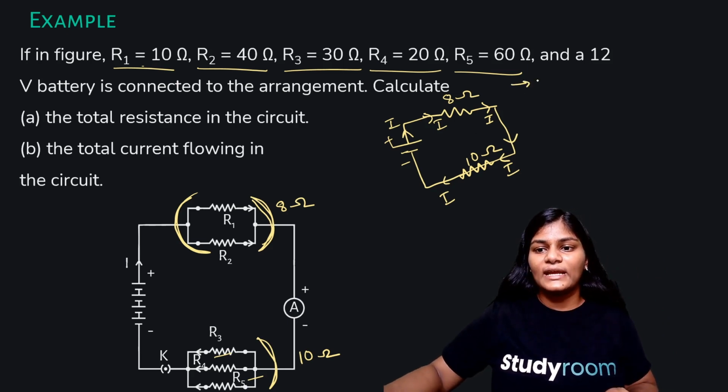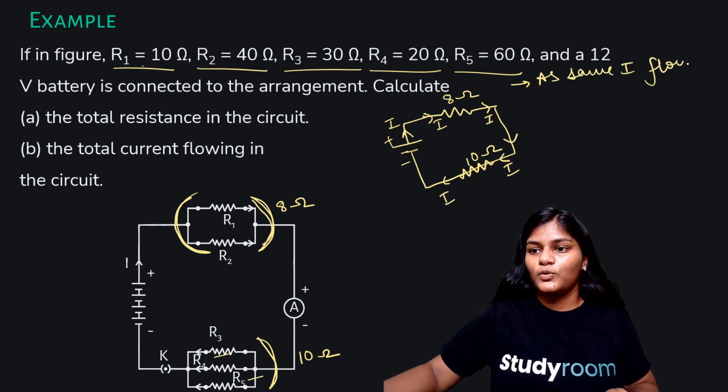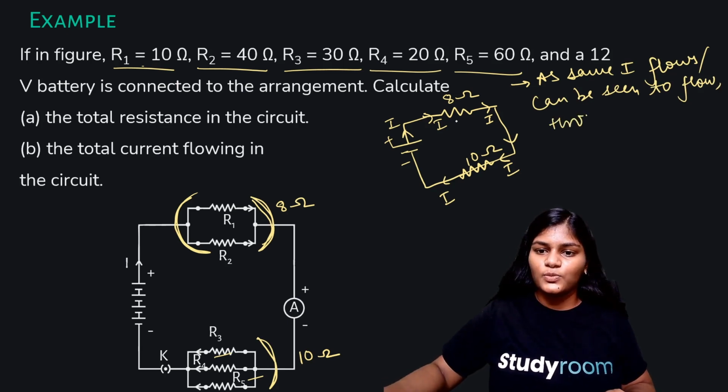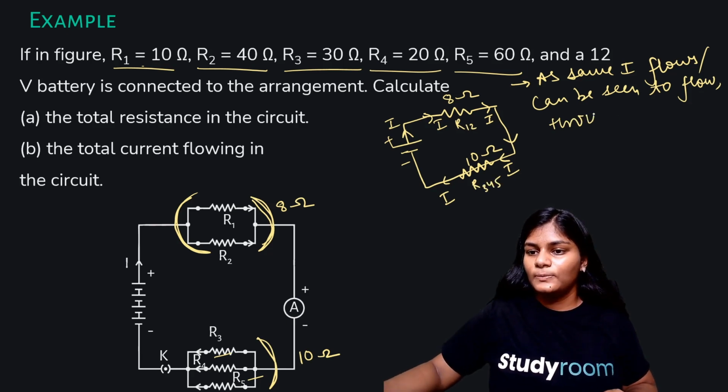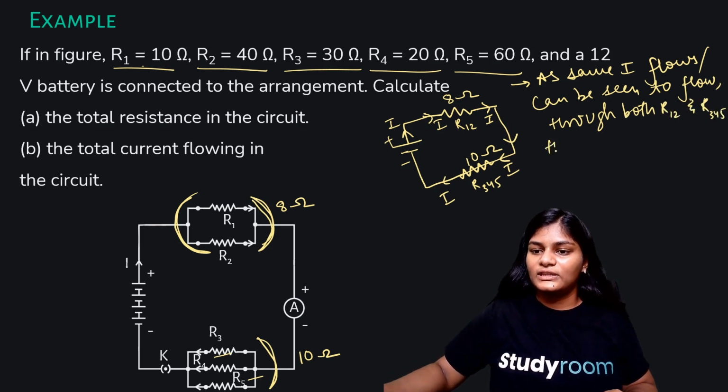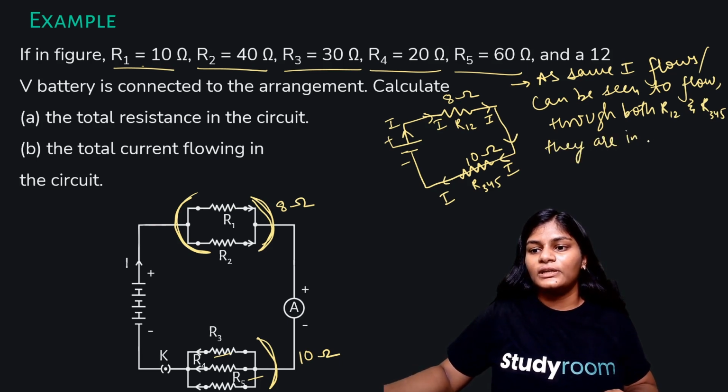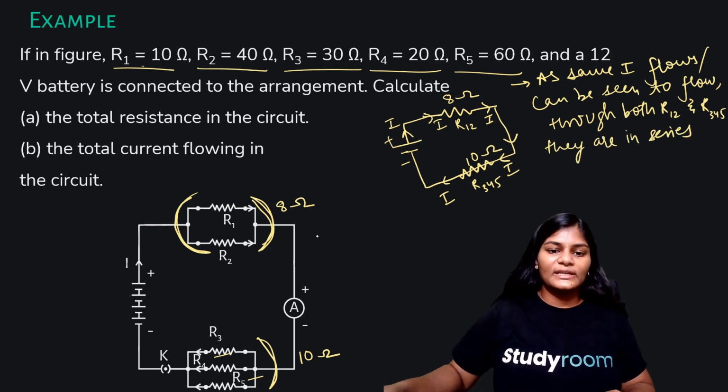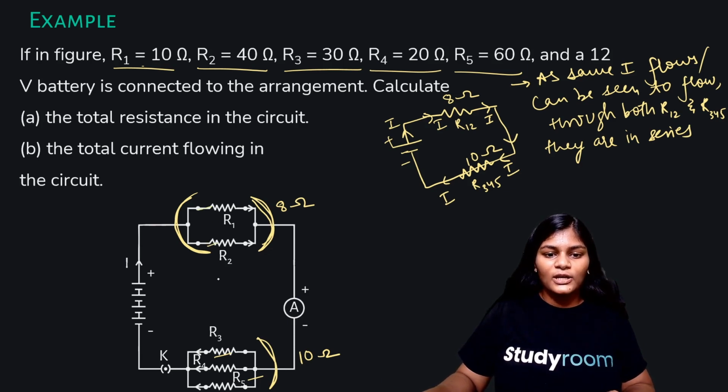Now you will write a line here: the same I flows, or can be seen to flow, through both resistors. So this was our R12 and this was our R345. Through both R12 and R345, they are in series. That is why we didn't calculate the total of R1, R2, R3, R4, R5.